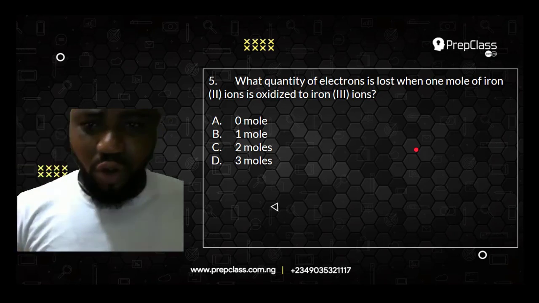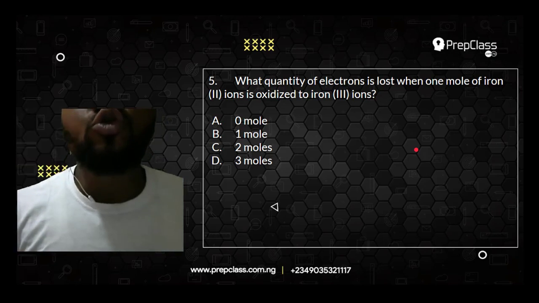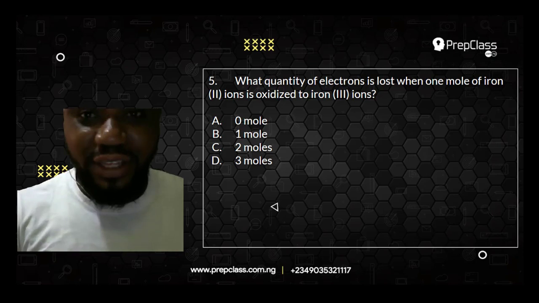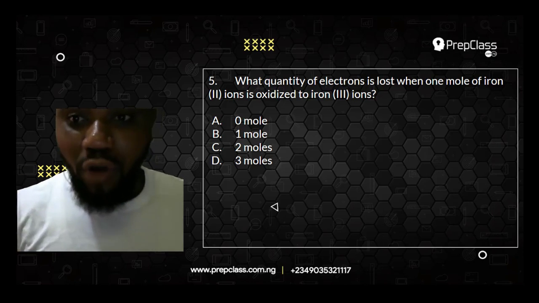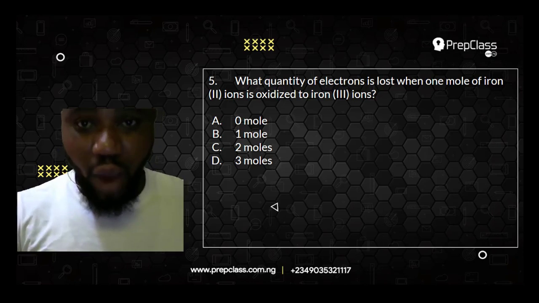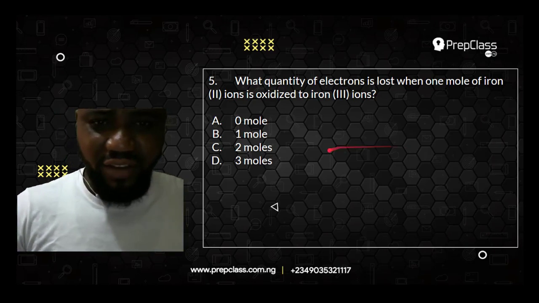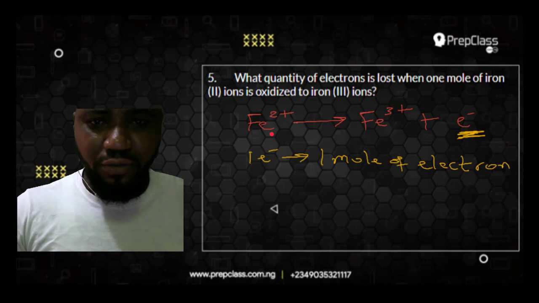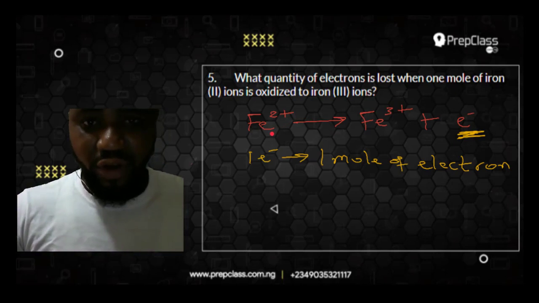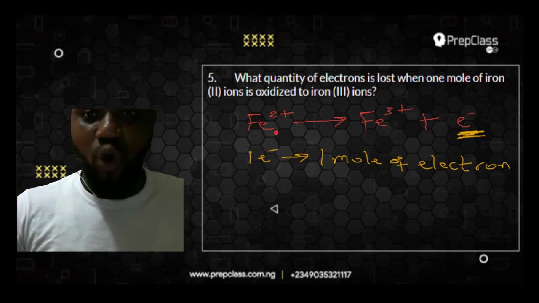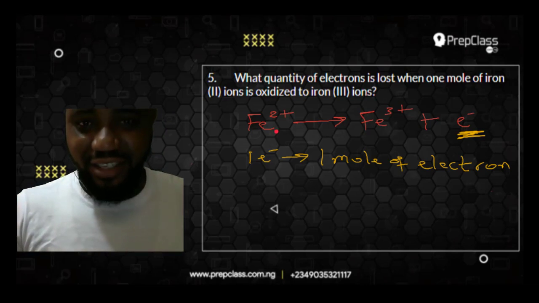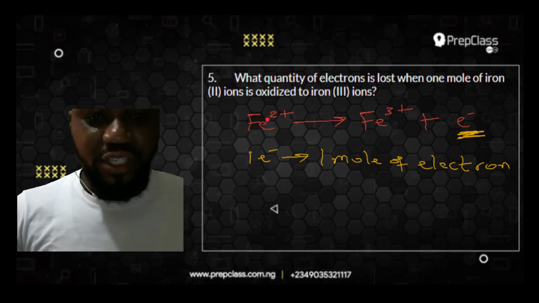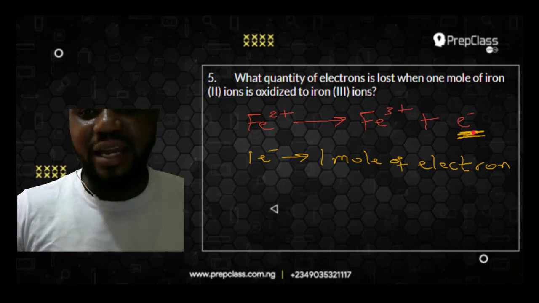Question number 5. What quantity of electrons is lost when 1 mole of iron(II) ions is oxidized to iron(III) ions? Very simple. The first thing you need to do is to form the redox reaction. You should know that this is an oxidation reaction. Oxidation simply means a loss of electron and an increase in oxidation number. So this is the iron(II) ion. It will be oxidized to iron(III) ion by losing an electron.